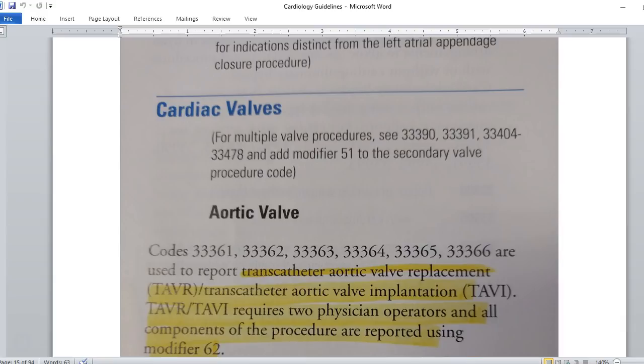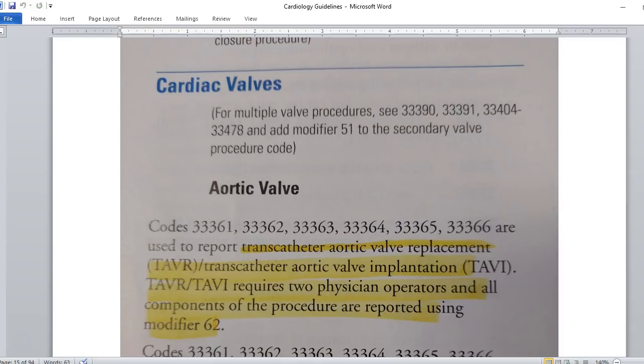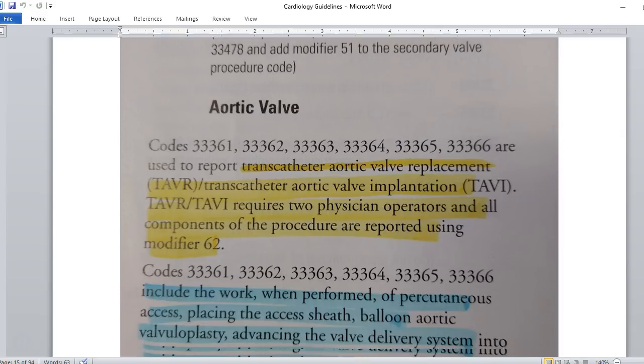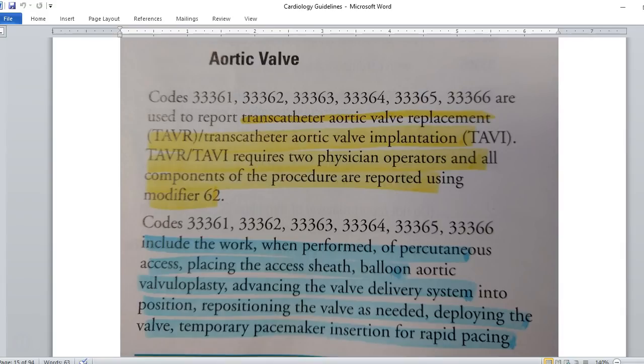Now, the first set of codes for the cardiac valves is for the aortic valve, and they go basically in alphabetical order. So we have what we call TAVRs and TAVIs. These codes, 33361 to 33366, are used to report transcatheter aortic valve replacement, TAVRs, or transcatheter aortic valve implantations, TAVIs. So again, what we're doing is we're making procedures smaller. We're going in through veins, through a catheter, or through an artery to be able to go into the aortic valve and replace it without slicing and dicing the patient's chest open.